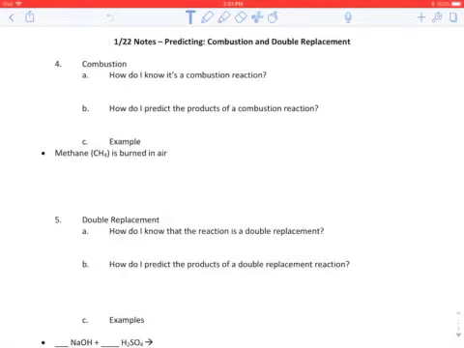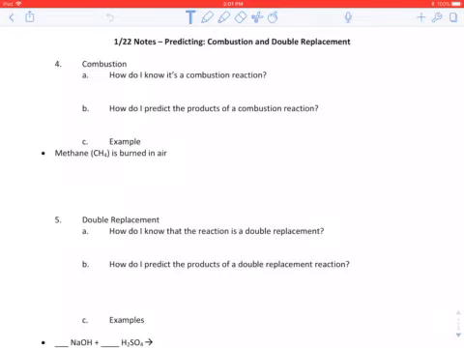Hello students, welcome back. Our last set of notes for this unit is called Predicting Products of Combustion and Double Replacement Reactions. So we have covered synthesis, decomposition, single replacement, and now we're finishing with double replacement. So we're going to start with combustion because it's probably the easier of the two.